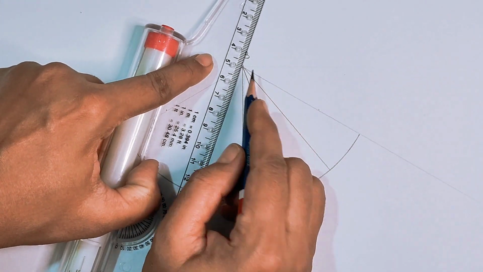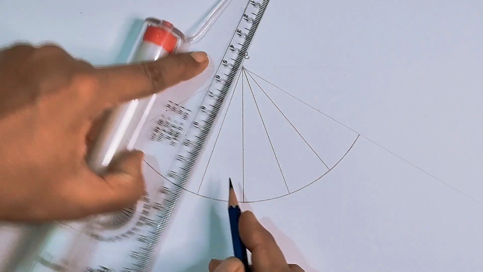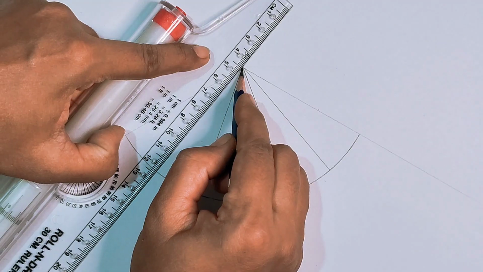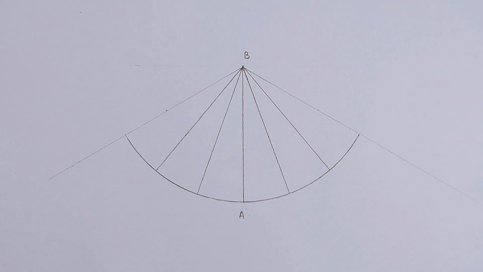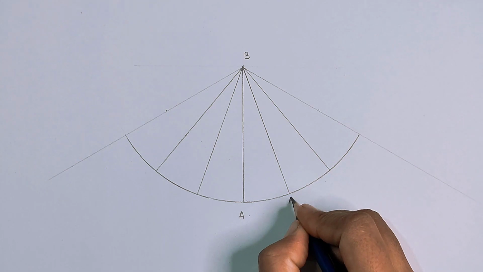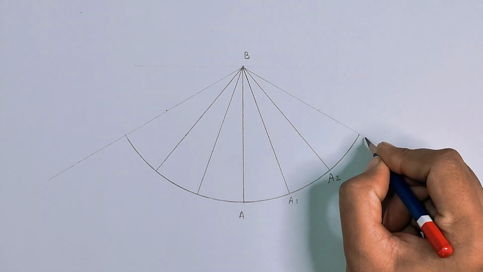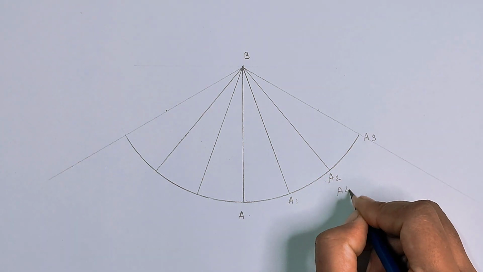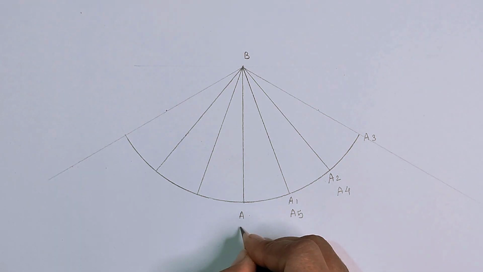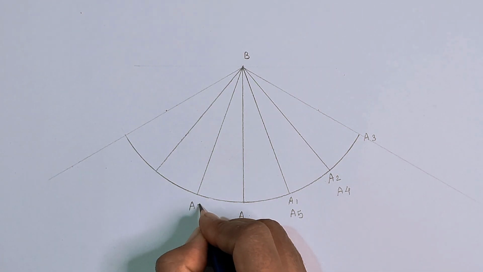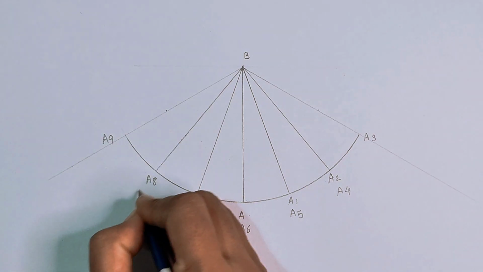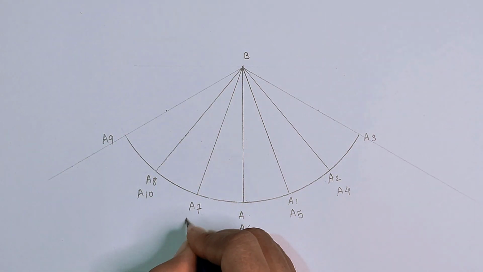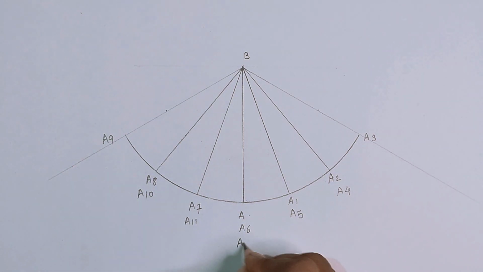So we obtain 12 positions with these 6 equal parts, because the rod oscillates first to the right and then returns back to the vertical, and again goes to the left and returns back to the vertical. So we have to name them according to the positions: A1, A2, A3, again returning back A4, A5, A6, then going to the left and again coming back to the vertical, so A12 at the mid position.